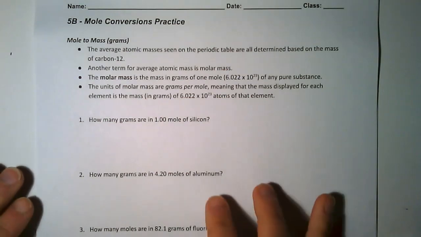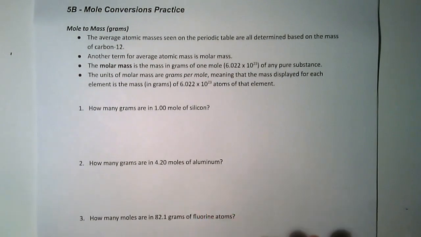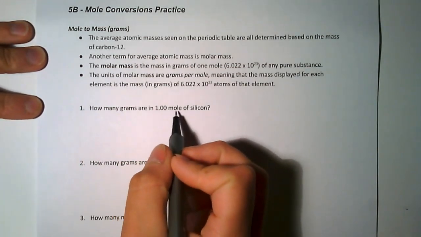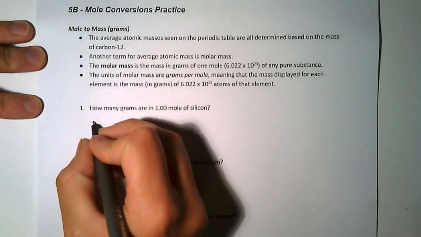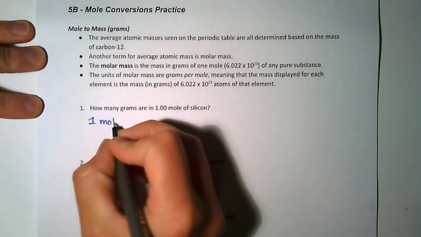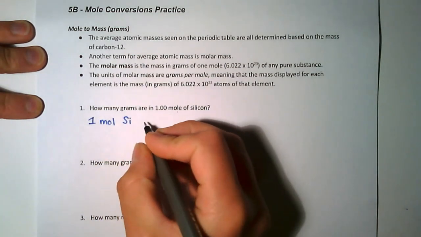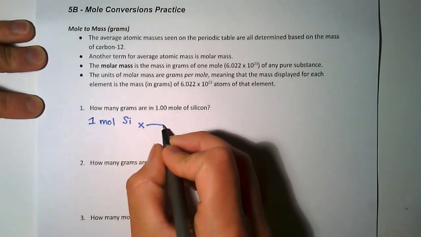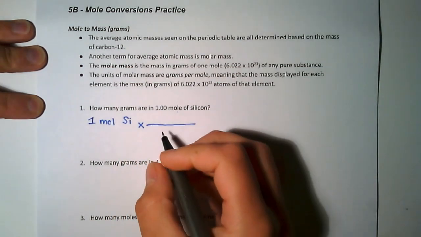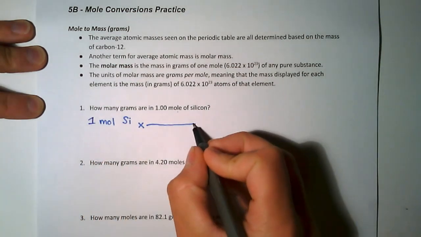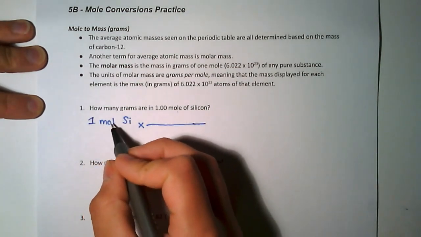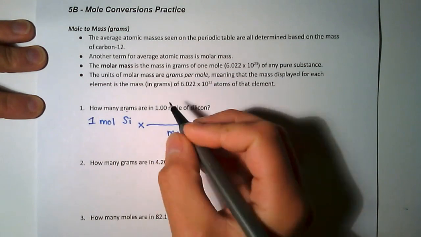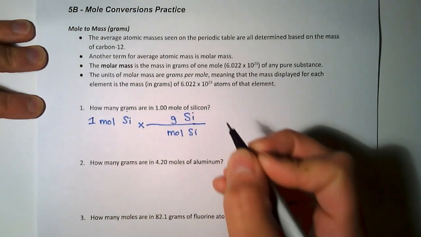So let's look at the first problem here. It says how many grams are in 1 mole of silicon? And so we can first start by writing down our given value, unit, and substance. So we have 1 mole, and then our substance is silicon. So I'm going to put Si. And then to make our conversion from moles to grams, we're going to multiply by a conversion factor. And in our conversion factor, we first want to fill in our units before we fill in any values. So we want moles of silicon to cancel, so I'm going to put moles of silicon on the bottom. And we want to get to grams of silicon, so I'm going to put grams of silicon on top.